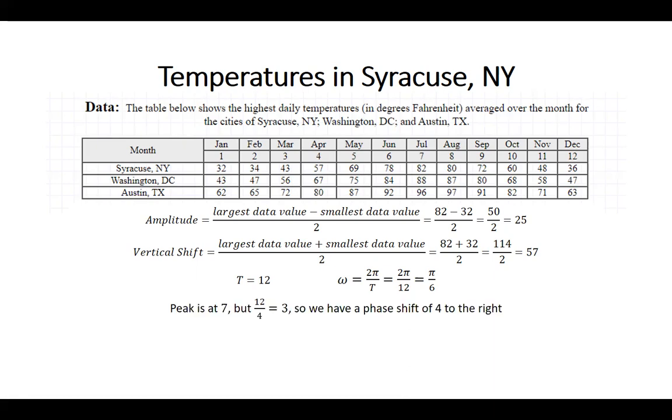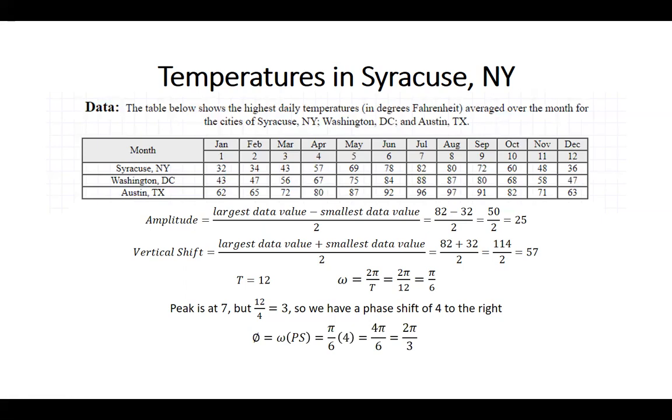The peak is at 7. Remember, we're going to look at where the data peaked and where we would expect the peak to be in our sine wave. Well, remember, the sine wave peaks at the first quarter of the way in. So if we have 12 months divided by 4, that would give us 3. So we would expect our peak to be at 3. Instead, our peak is at 7. So we have a phase shift of 4 to the right.